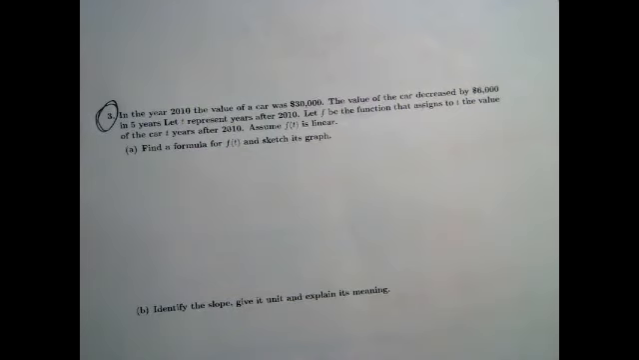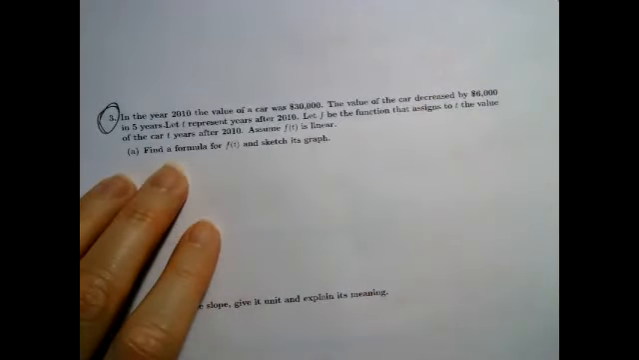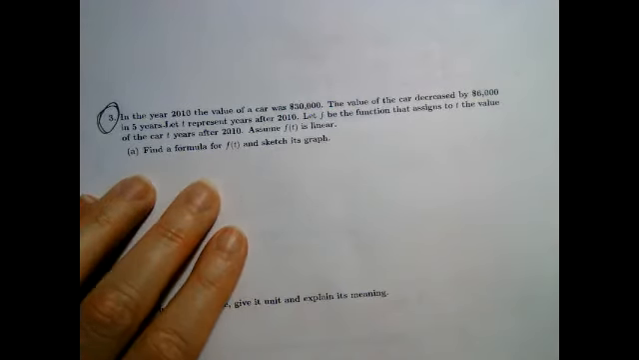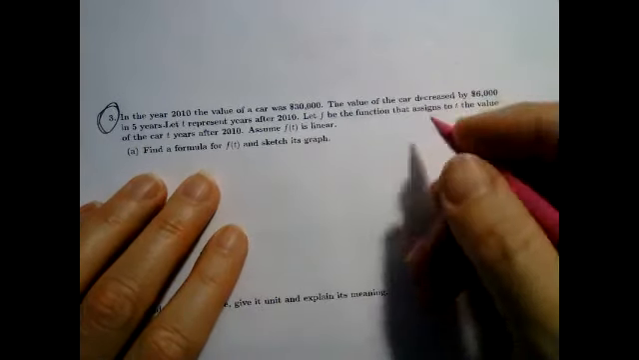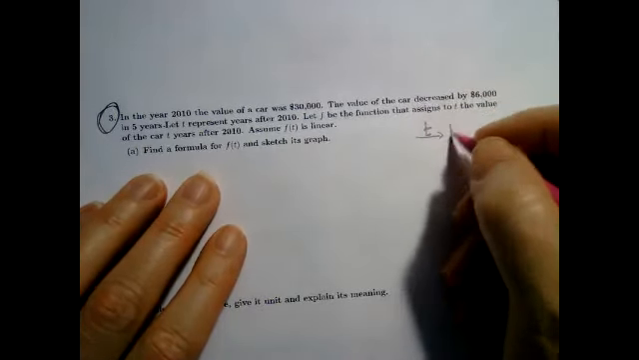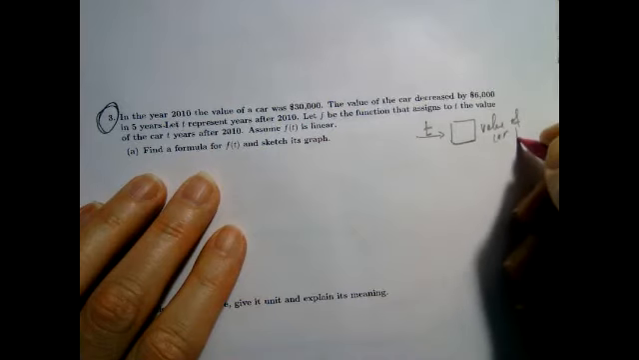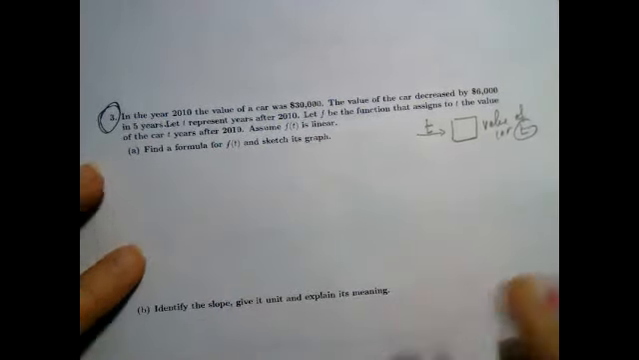Okay, let's read this. In the year 2010, the value of a car was 30,000. And the value of the car decreased by 6,000 in 5 years. Then let t represent years after 2010, and let f be the function that assigns to t the value of the car t years after 2010. So my function takes for input years after 2010 and gives the value of the car at time t.